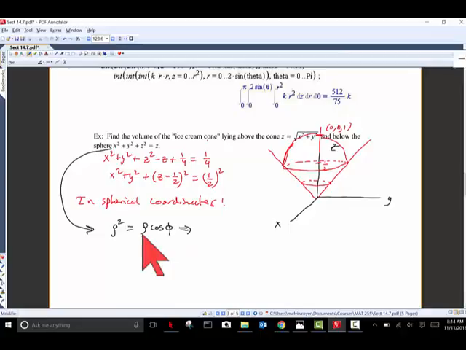So I can factor a rho out of both sides, and I'll go ahead and cancel it. Rho equals 0 is just the origin again, not interesting. So rho equals cosine of phi is the spherical coordinate version of this hemisphere.